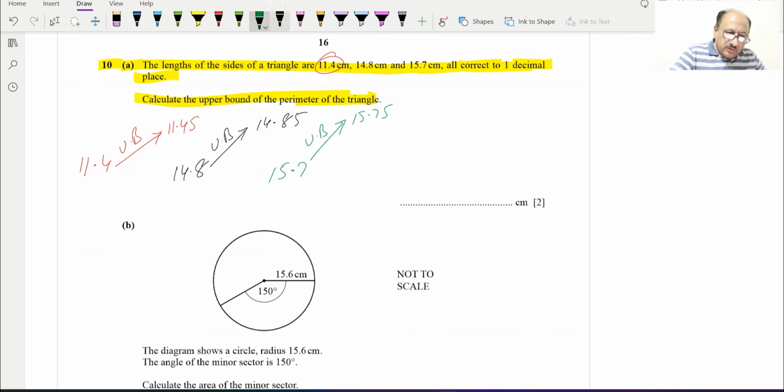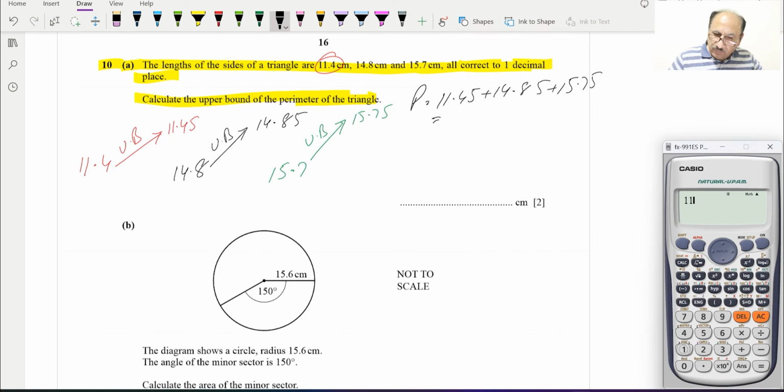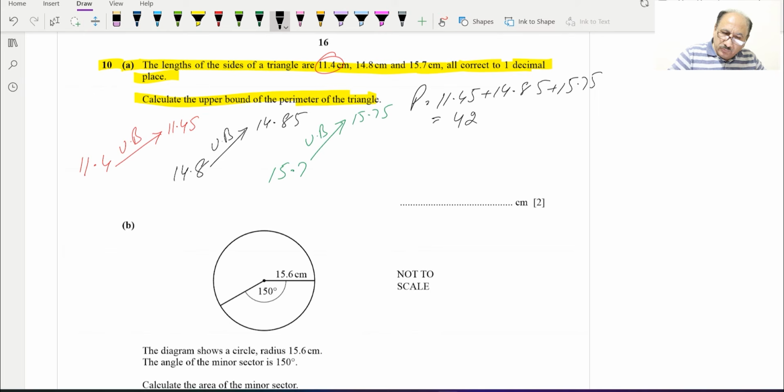Now the perimeter will be equal to the sum of these numbers, 11.45 plus 14.85 plus 15.75, and this is equal to 42.05. So 42.05 will be the answer over here in centimeters, and this is for 2 marks.